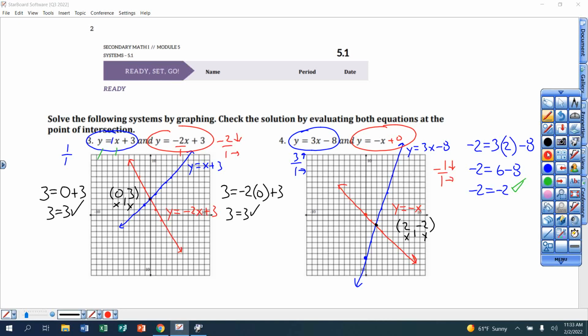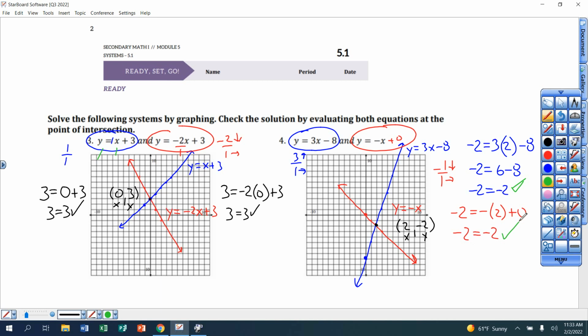If I plug that same point into the red equation, so negative 2 for y, negative, and I put that 2 in there, which makes that 2 negative, gives me negative 2 equals negative 2, another true statement.